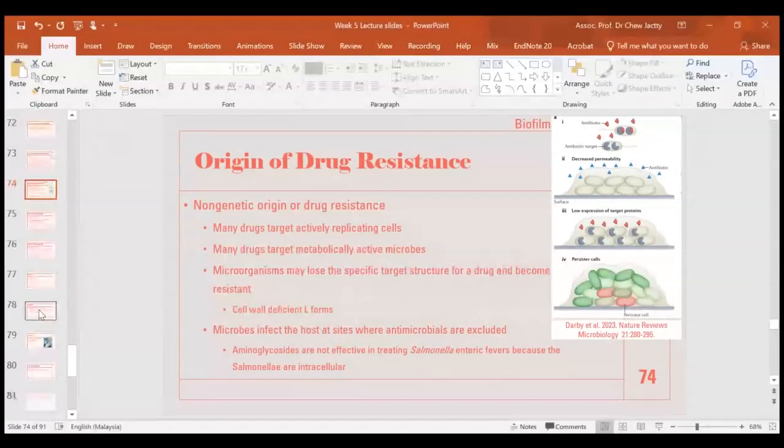So the origin of drug resistance is very similar to what we learned in the previous lectures that talk about the genomics of pathogenicity.